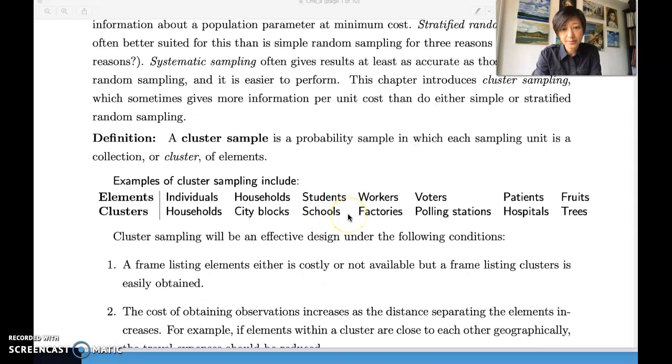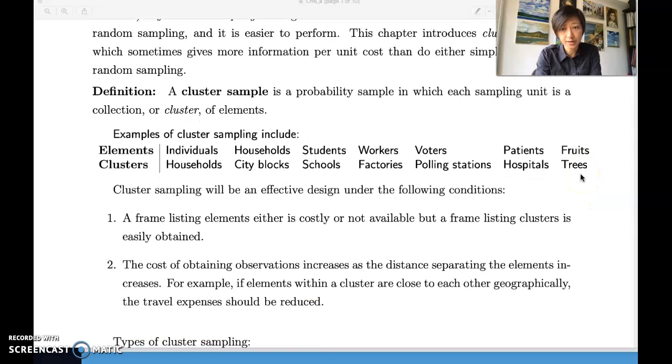Okay. In our other examples, the cluster would be the factories, and then within the cluster, each of the elements would be the workers. Or the polling station as the cluster, and each of the voters would be the elements within the cluster. Hospitals, different hospitals as one cluster, and then the patients within the hospital would be treated as the elements. Trees would be a cluster of fruits, and then we simply select all of the fruits of some of the trees from the entire farm to be our sample.